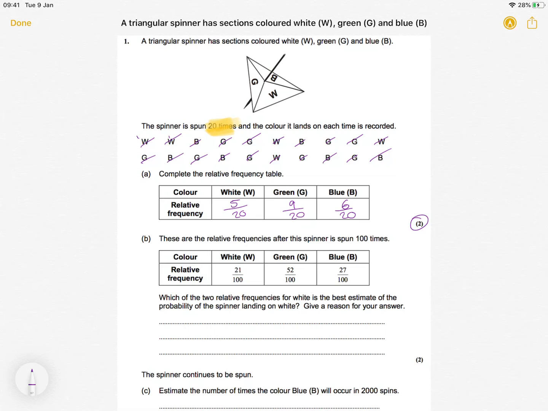These are the relative frequency after the spinner is spun 100 times. So someone else has done it, but they've done it more times. And they got 21 out of 100, 52 out of 100, and 27 out of 100. Which of the 2 relative frequencies for white is the best estimate for the probability of the spinner landing on white? Give a reason. Well, the second is. So we've answered which of the 2 is the best. Give a reason.